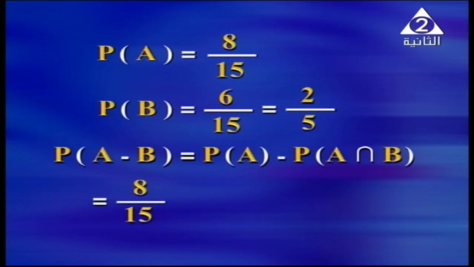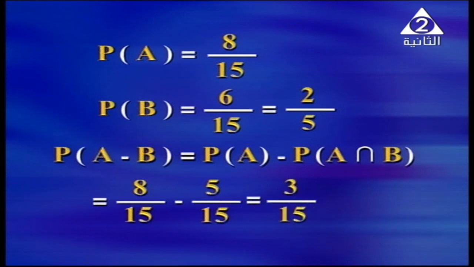Minus, what about probability of A intersection B? How many elements do you have in A intersection B? Yes, there are 5 elements. Out of what? 15. So it is minus 5 over 15, to obtain a result as 3 over 15, and after reducing, you are going to find that the value will be 1 over 5.